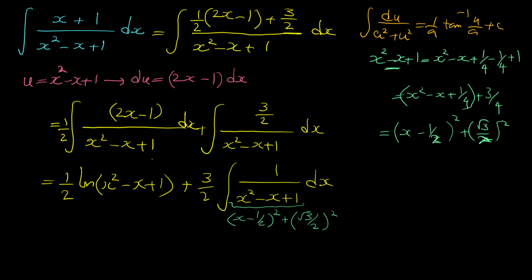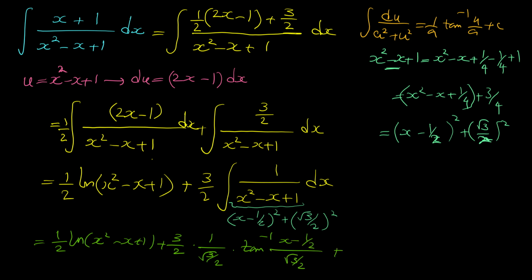So finally, for this question, the answer is 1/2 ln of x squared minus x plus 1 plus 3 over 2 times 1 over a. But a here is radical 3 over 2. So 1 over radical 3 over 2 tangent inverse of u, which is x minus 1/2, all over radical 3 over 2, plus c. And this is the answer of this integral.